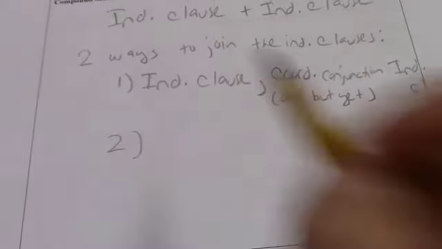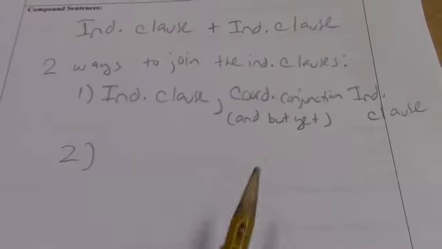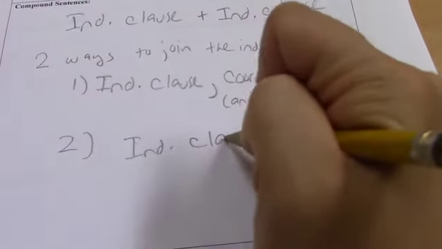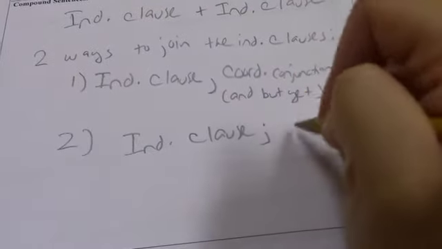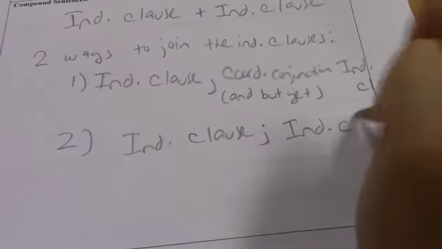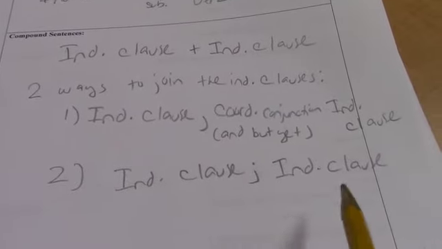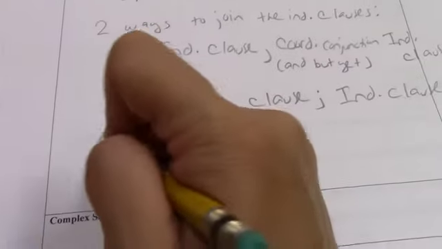So another way to join the independent clauses is with the semicolon. So you could have an independent clause, semicolon, plus another independent clause. Okay? All right. So here's an example.